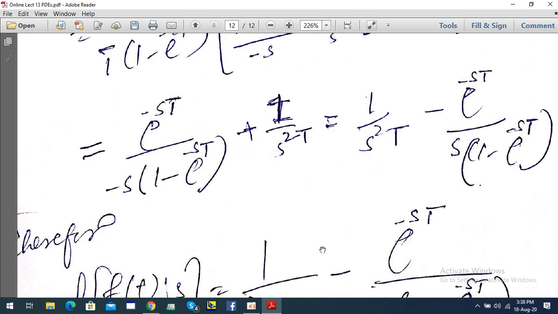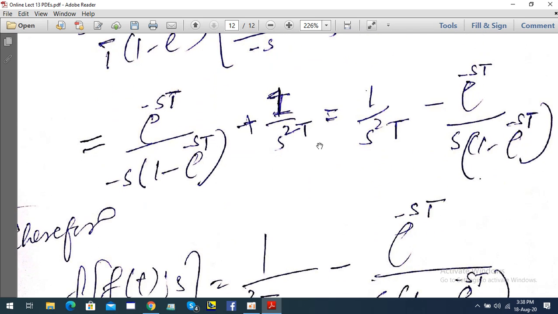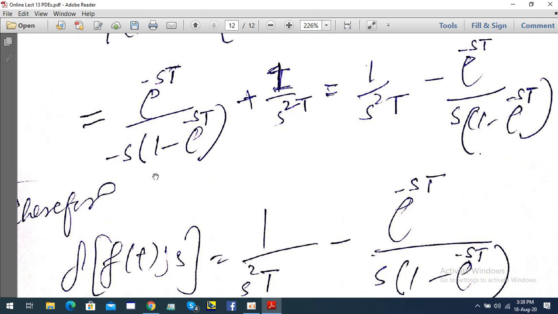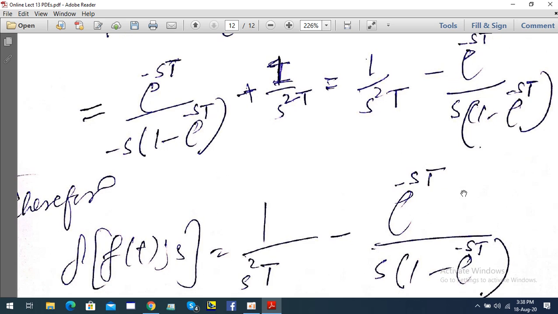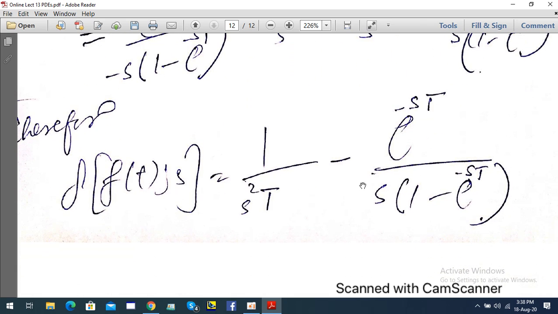And in a more visible or appropriate form, I write it like this: 1 by s square T minus e power minus sT over s times 1 minus e power minus sT. So the Laplace transform of f of t equals t by capital T, which is a periodic sawtooth function, is given here.